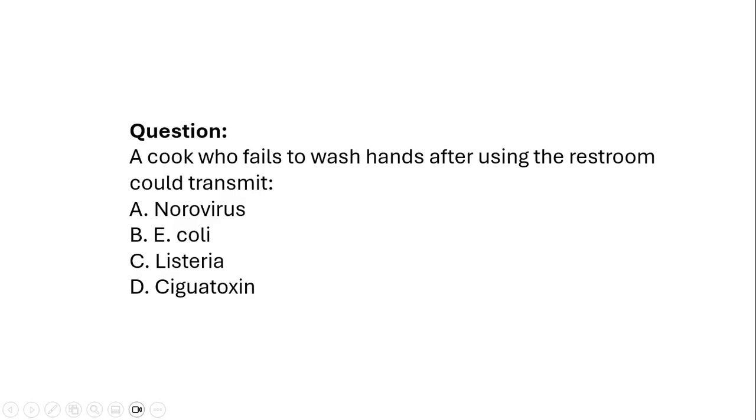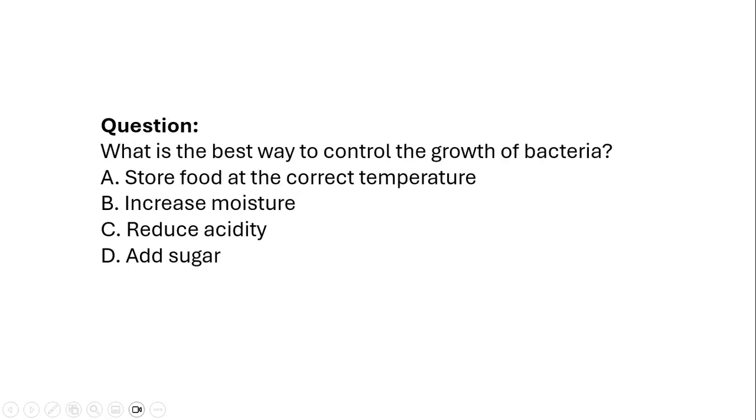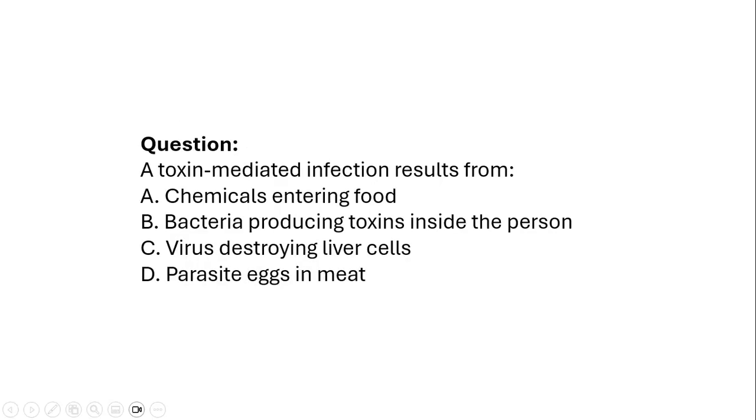A cook who fails to wash hands after using the restroom could transmit what? Norovirus, E. coli, listeria, or ciguatoxin? A, norovirus, yes, exactly. That's the most likely one that a food service worker is going to transmit. What is the best way to control the growth of bacteria? Store food at the correct temperature, increase moisture, reduce acidity, or add sugar? Absolutely, yep. Storing the food at the correct temperature is always going to win.